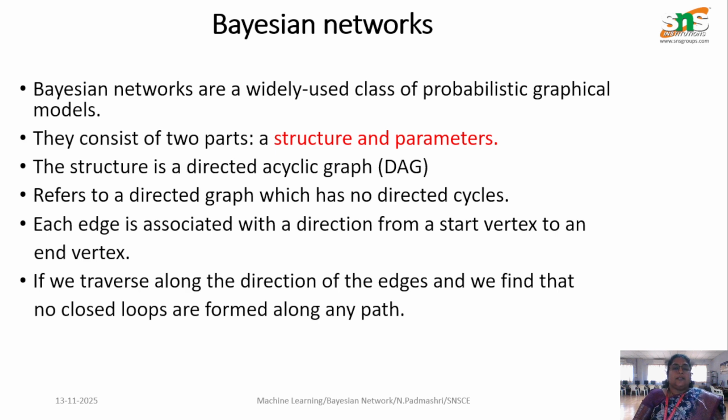You must have studied DAG in the data structures and algorithms subject. A directed acyclic graph is a graph which has no directed cycles, and it starts from a vertex and ends in another vertex. As we travel along the graph, following the direction of the edges, there should not be any closed loop. This type of graph is called DAG. In short, we call it DAG.